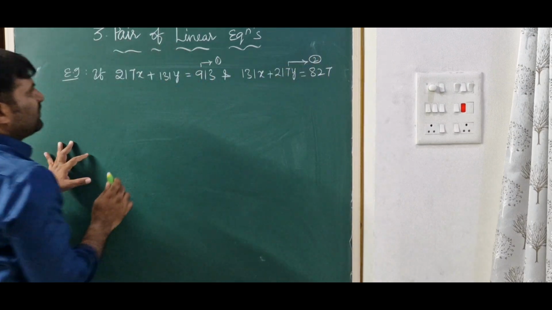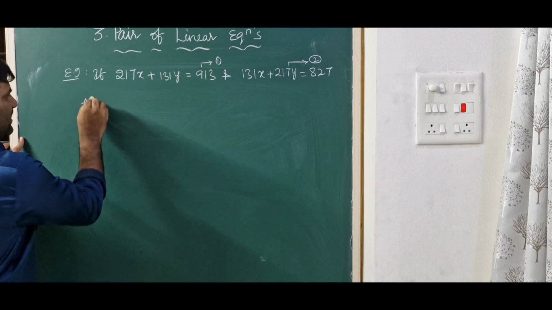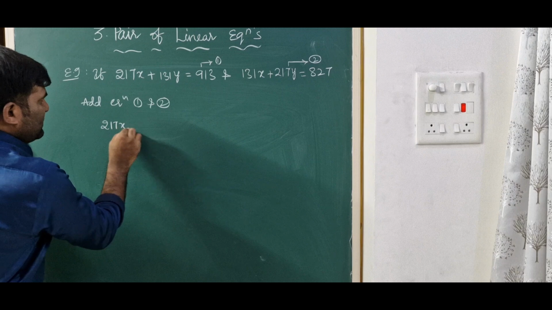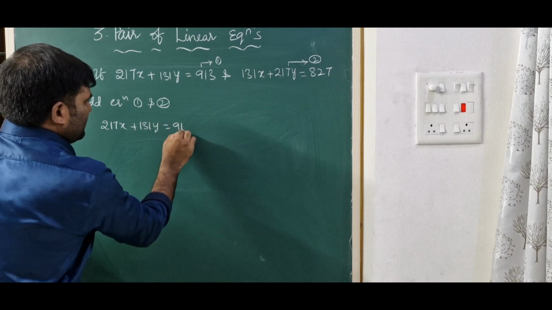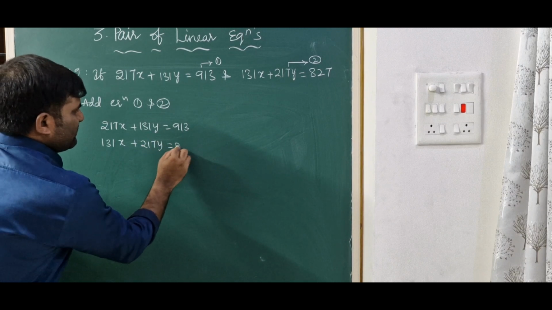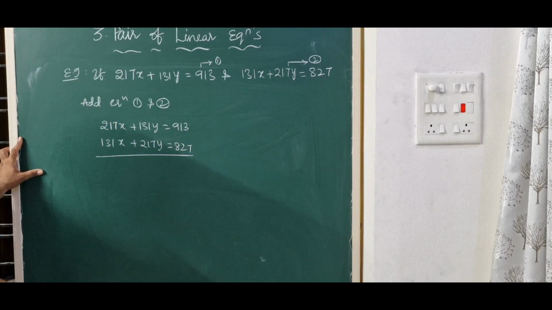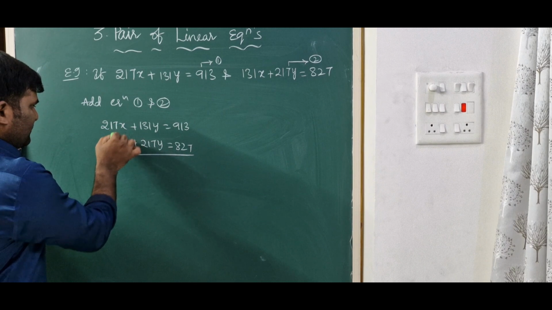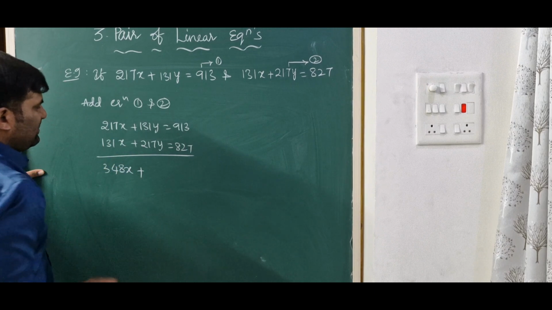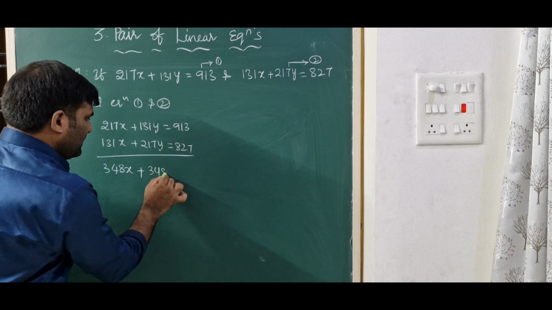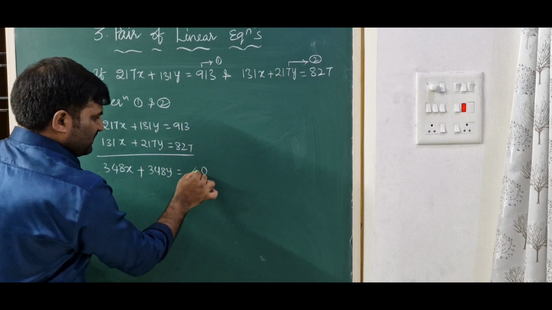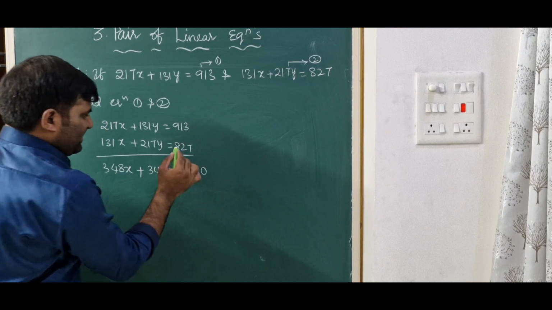Take these two equations. First you can add equation 1 and 2. See what you will get. 217x plus 131y is equal to 913 and 131x plus 217y is equal to 827. Adding the x coefficients, 217 plus 131 is 348, so 348x plus 348y, which is equal to 913 plus 827, that is 1740.